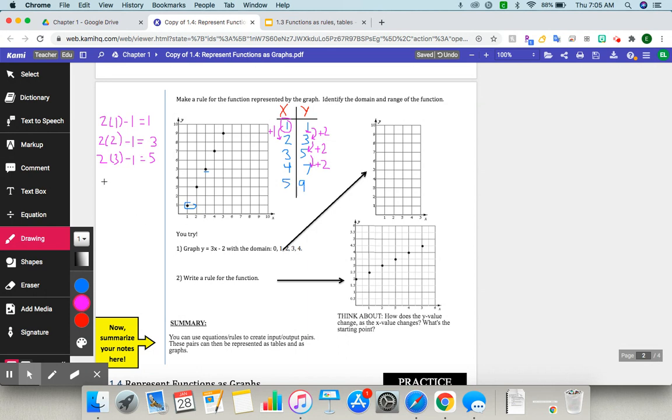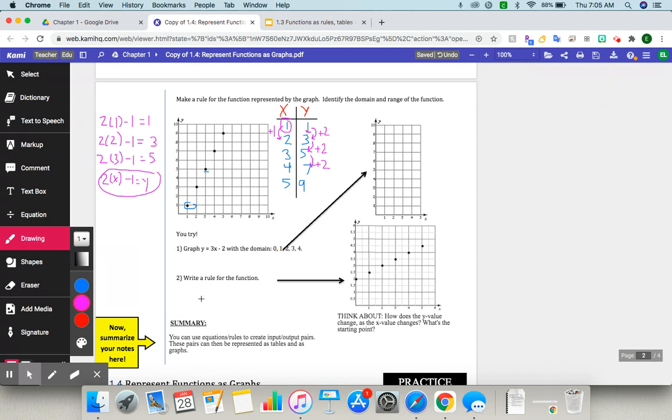So that tells us that if we multiply our input, aka x, by 2 and then subtract 1, we will always get our output in this function. And this ends up being the rule/equation that represents this graph and this table.